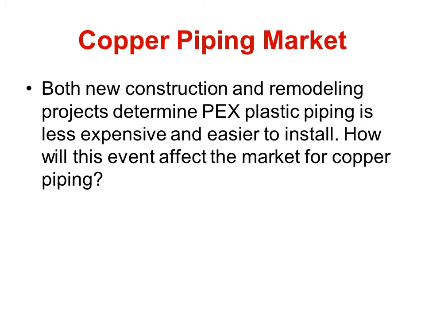So, if the price of PEX decreases, how will that affect the market for copper piping? In terms of supply and demand, we can identify PEX as a substitute for copper. In this case, the price of a substitute has decreased. There's a decrease in the price of a substitute. How will it affect the market for copper piping?